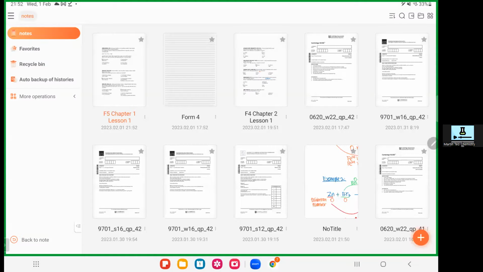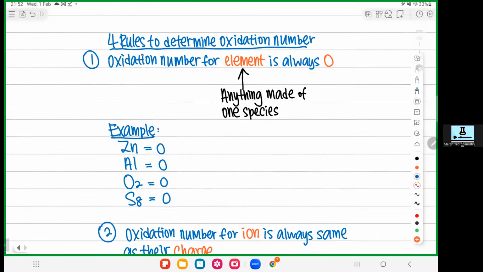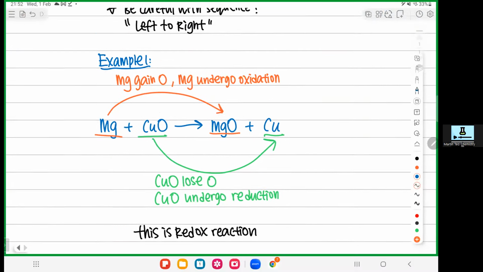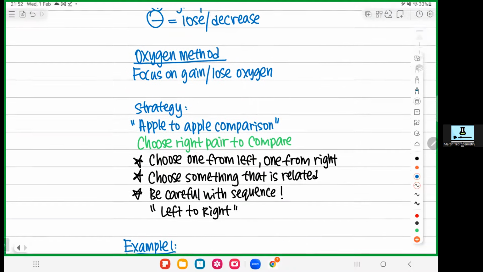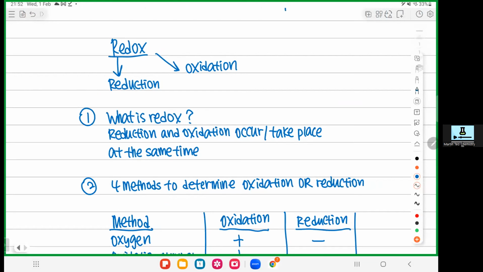So with that being said, we are all done with whatever we need to learn today. So let's take 1 minute to do a summary. Today we started with the first chapter of your Form 5, chapter 1, the longest chapter. We will spend 4 months in this chapter alone. If we are faster, maybe 3 months, okay?